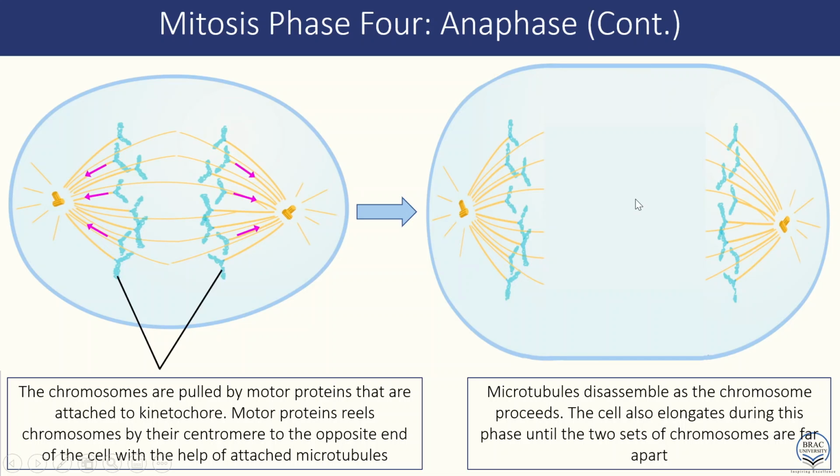So this is the anaphase, separation of the chromosomes, and how those are separated. The sister chromatids are separated by separase, and the motor protein mainly reels or pulls those kinetochores to the two sides of the cell, and the microtubules are disassembled because they are no longer needed, and the cell mainly elongates at the end of the anaphase.